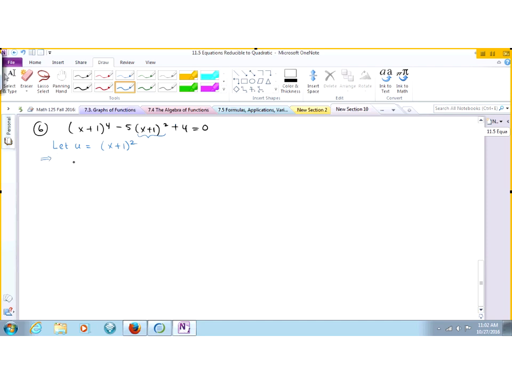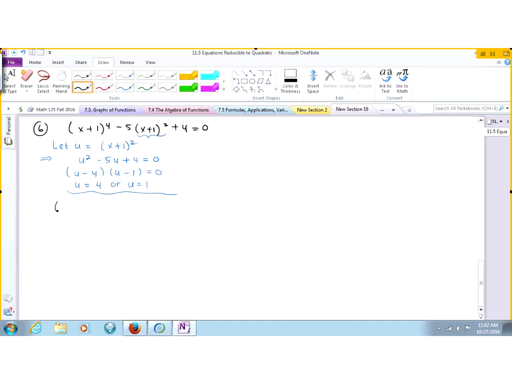All right, so how do we do it? What is x plus 1 to the 4th? Is it u squared? Yes. So u squared minus 5u plus 4 is 0. And then what? U minus 4, u minus 1 equals 0. So u is 4 or u is 1.